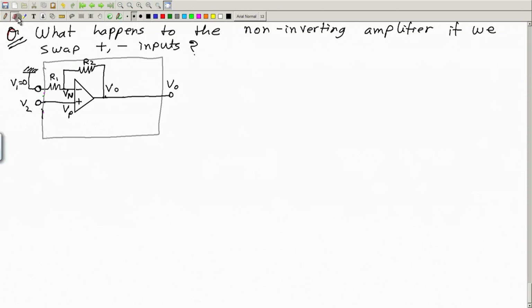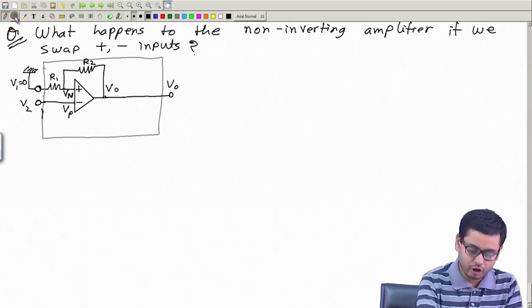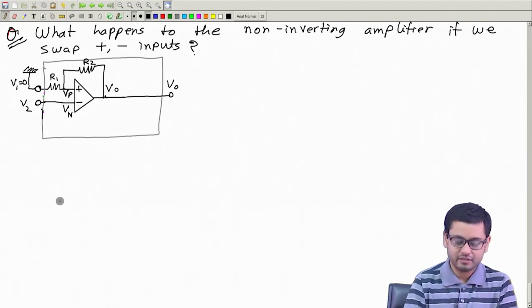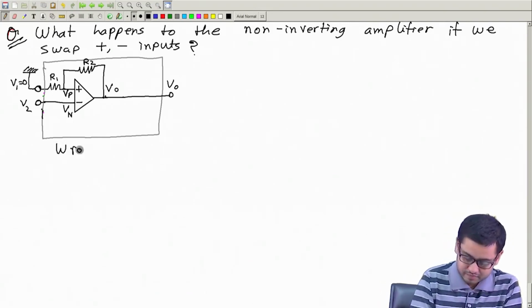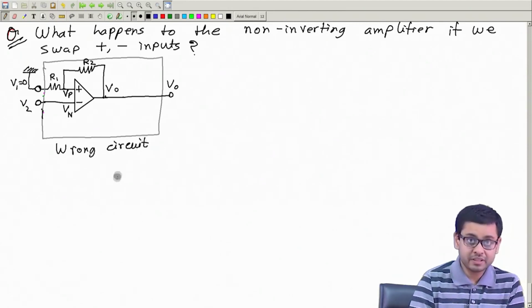Now let me draw the wrong circuit, where I will make this minus and this plus. Therefore I should also call this Vn and this Vp. So if I connect the op amp in this way wrongly, this is a wrong circuit of course, what happens then?